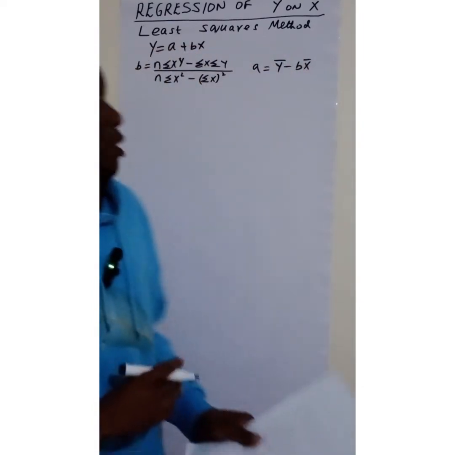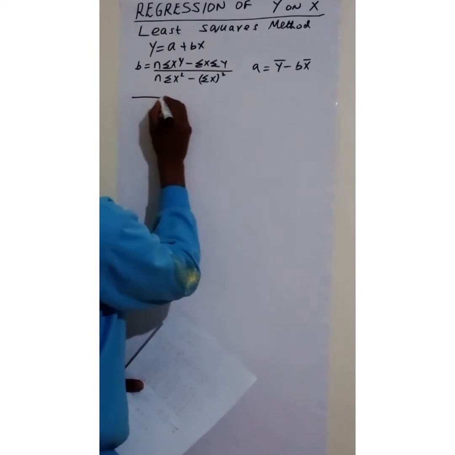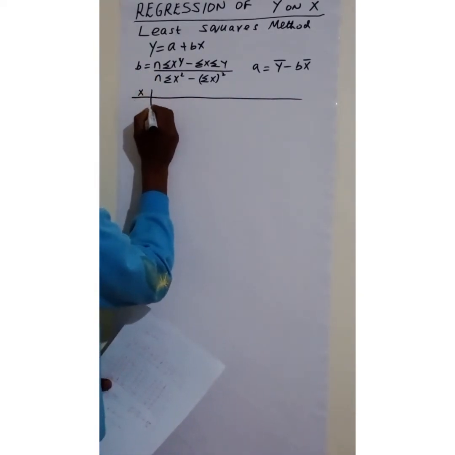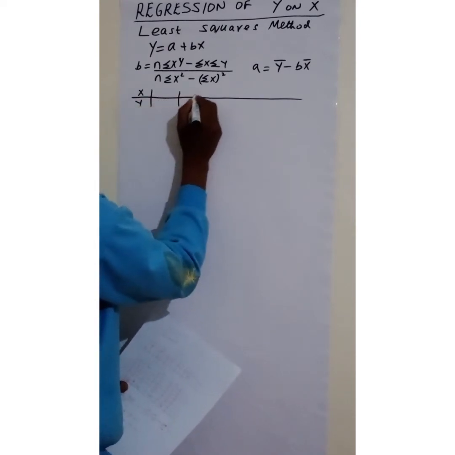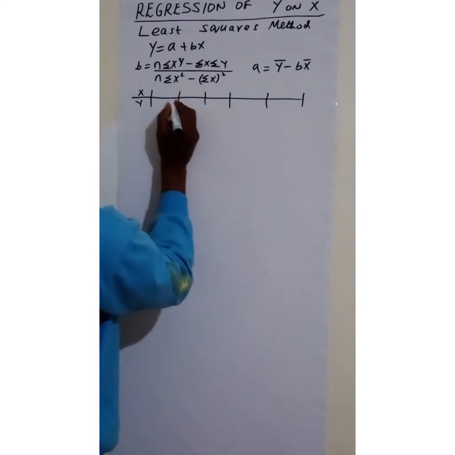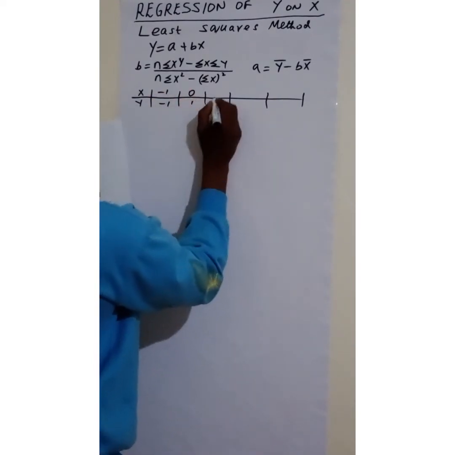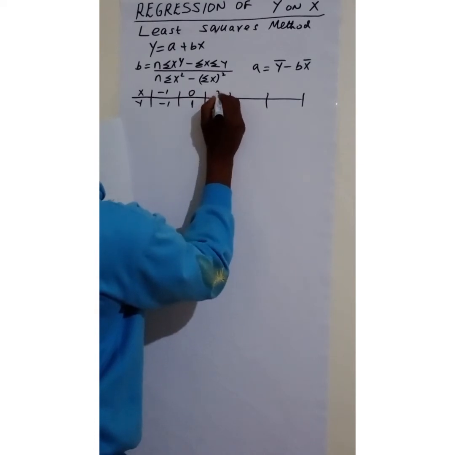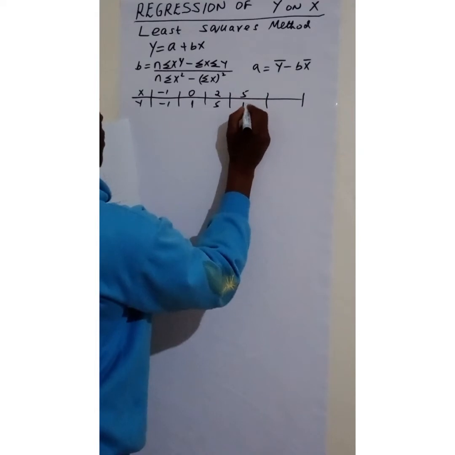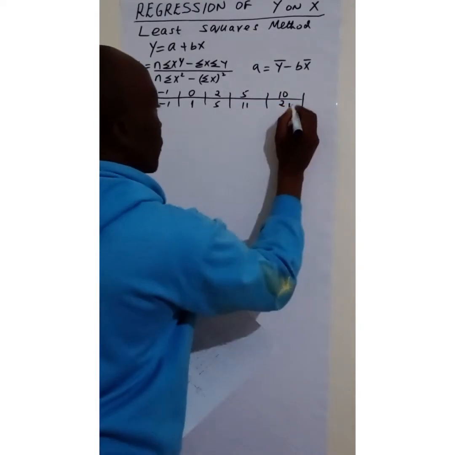Now, suppose we have values for x and y as follows. We have here -1, -1; 0, 1; 2, 5; 5, 11; and 10, 21.